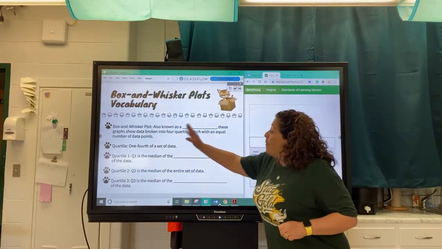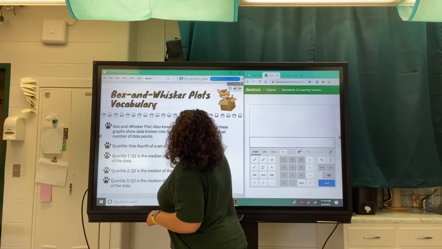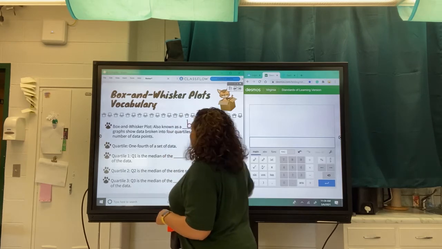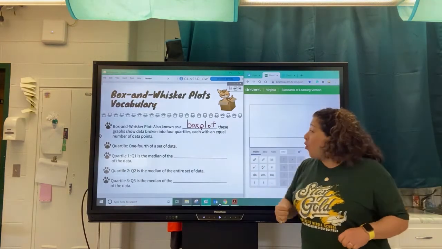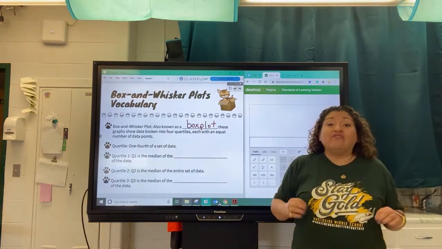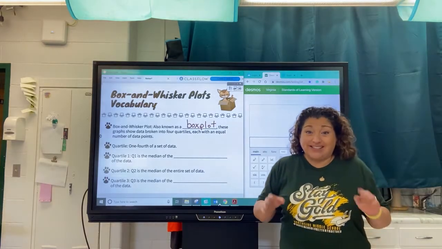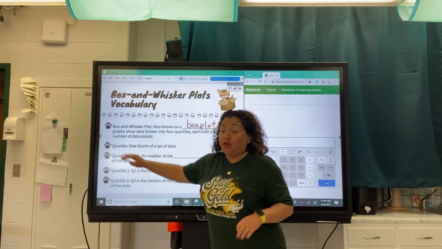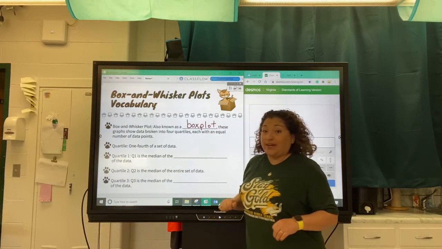So a box and whisker plot is also known as a box plot. These graphs show data broken into 4 quartiles and each with an equal number of data points. I promise it might sound confusing now, but it's going to make sense in just a little bit. So, quartile is our first vocabulary word, 1/4 of a set of data.